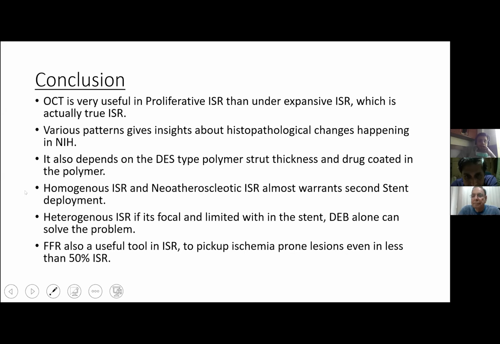Of course, in my case, it was very diffuse and totally occluded. And in a heterogeneous ISR, like I said, in a layered pattern where the optical properties are a little softer, and when it presents focally, you can get away with the drug-eluting balloon too. And in ISR, you can always take the help of FFR, not to miss an ischemia-producing lesion, and at the same time not to prematurely touch a non-ischemic growth, because growths need to be touched only when they are really causing ischemia and encroaching on the lumen.